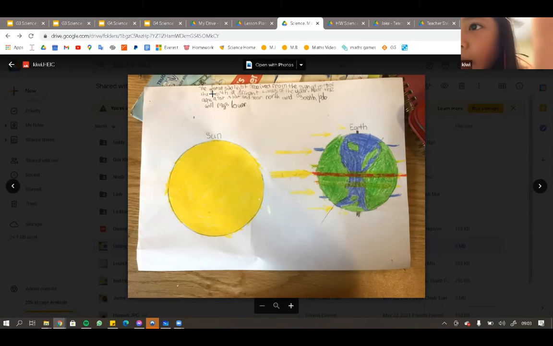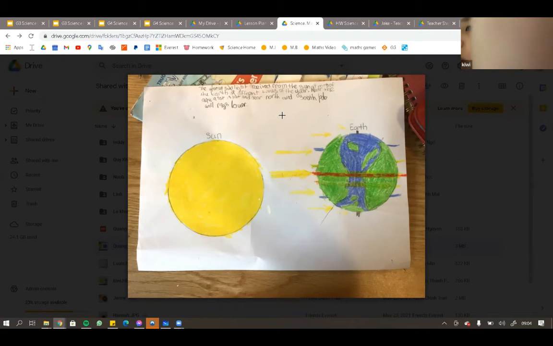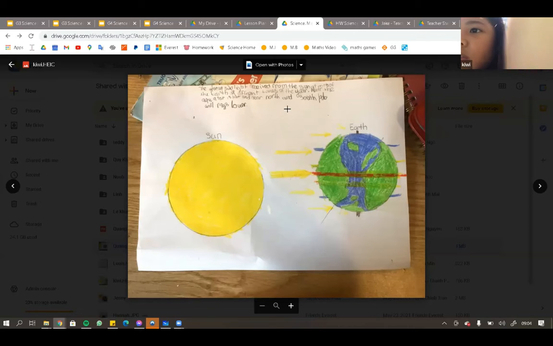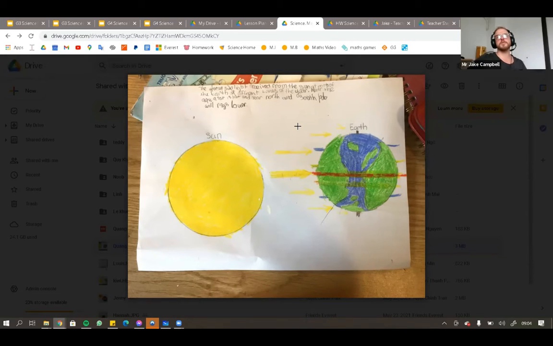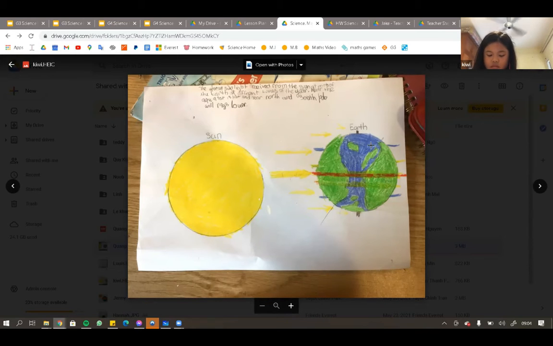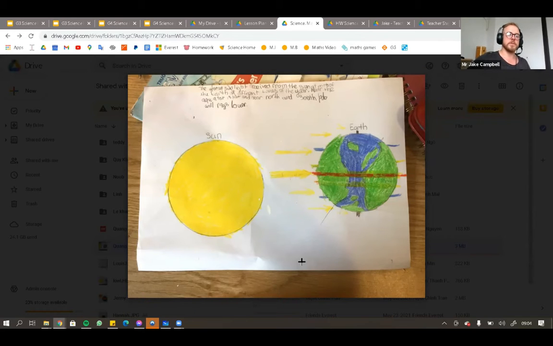The amount of sunlight received from the sun at parts of the earth at different times of the year. Near the equator is hot, and near the North and South Pole will be lower. Yeah, fewer rays, so it has to travel further. Your idea is good, you just need to work on the grammar. But that's perfect, identifying the equator is hotter because it is closer. Well done. Thank you, Kiwi.